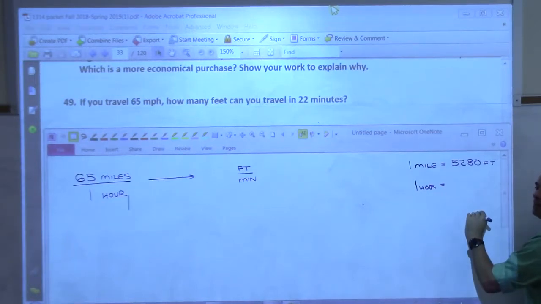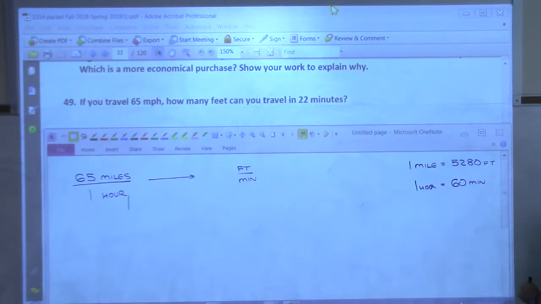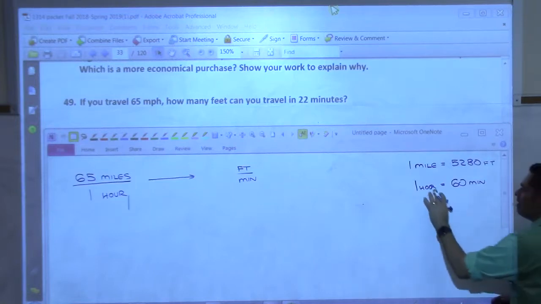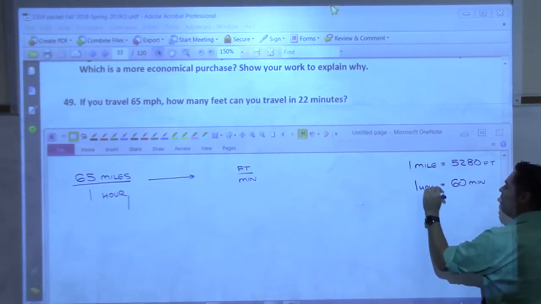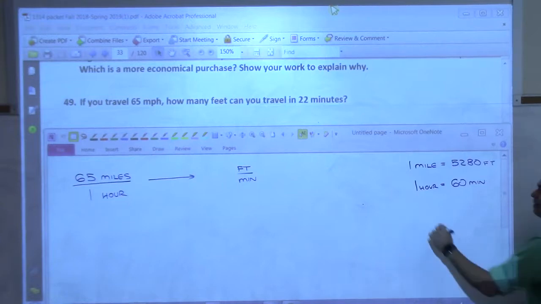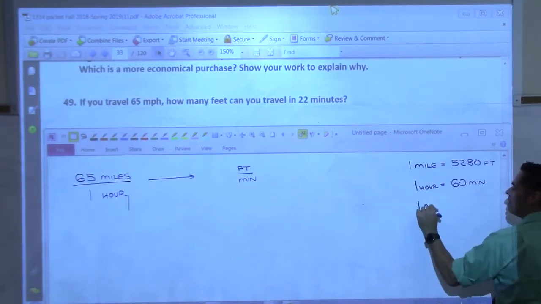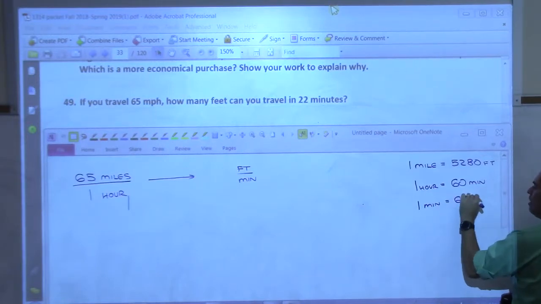I would look at the chart or just look at your life and think about how many seconds there are in an hour. Believe it or not, a lot of people don't realize this. Everyone knows there's 60 minutes in an hour, but a lot of people don't know there's 3,600 seconds in an hour. So we just use the conversion factors we know. 1 hour is 60 minutes, 1 minute is 60 seconds, right?